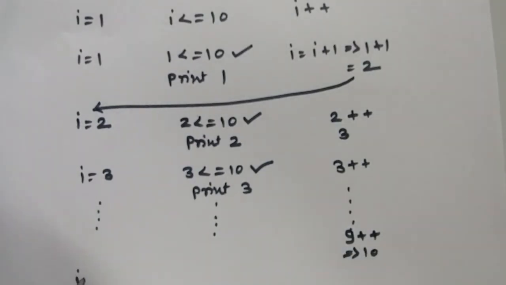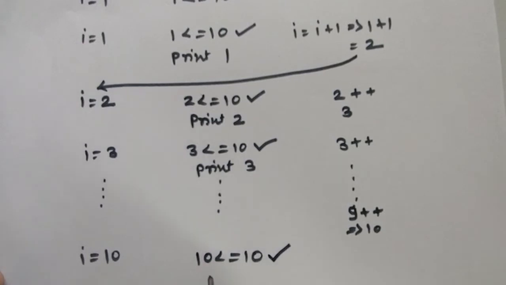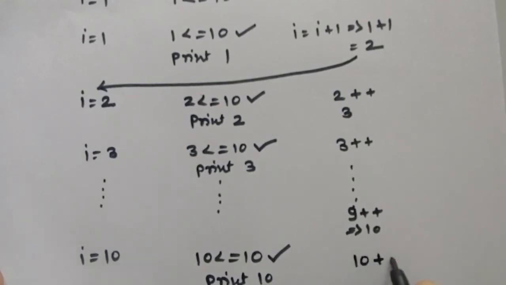So here i equals to 10. Then here check 10 is less than equals to 10. See, here we are using the condition less than equals to. So it is correct, 10 is less than equals to 10. So print the value 10. And here the 10 plus plus.